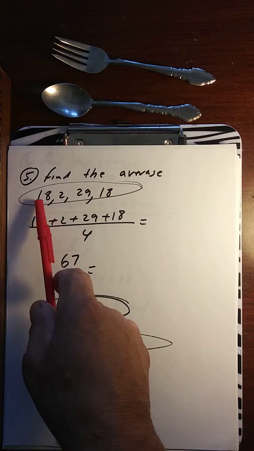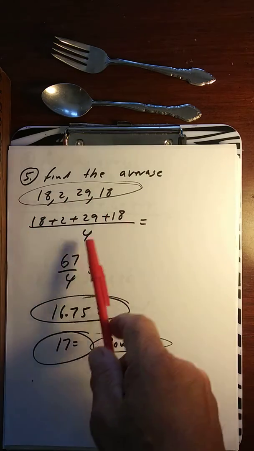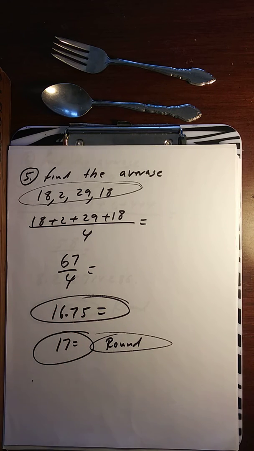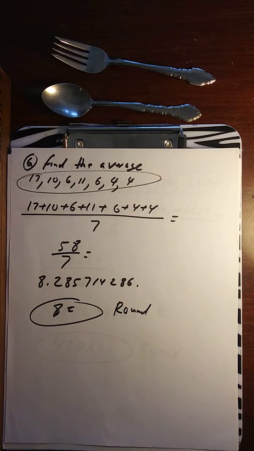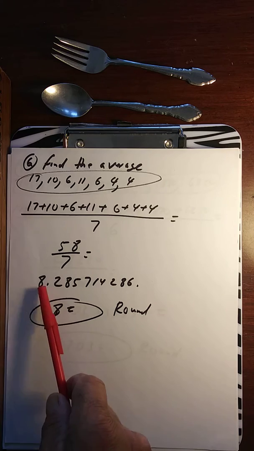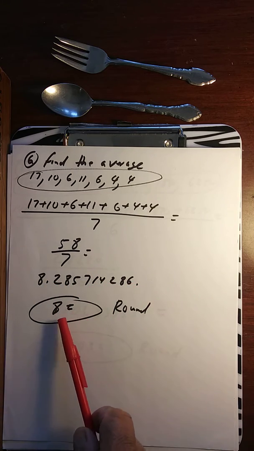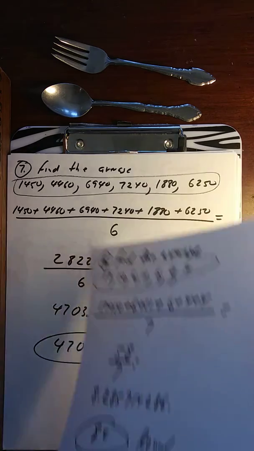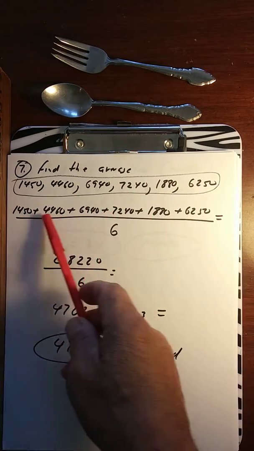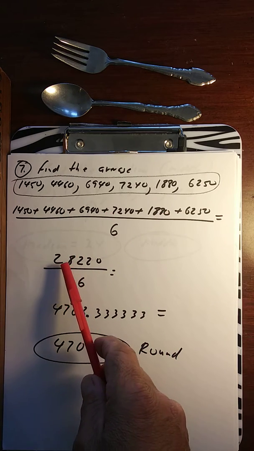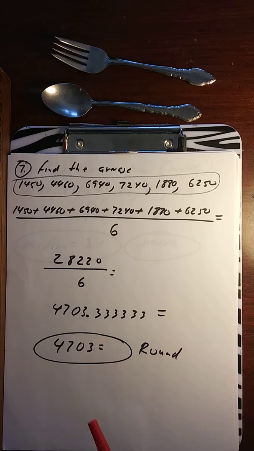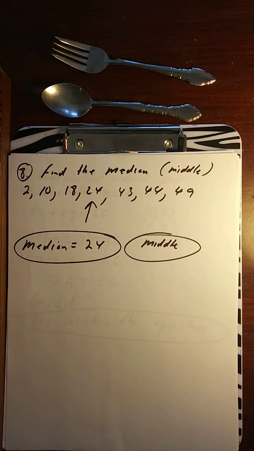Find the average of these four numbers, add them all up, 67 divided by 4, and it's going to be 16.75, you can round it to 17. Find the average of all these numbers, add them all up, and divide by 7. 7 divided gives you this number, and you can round it off to 8. Find the average of all these numbers, add them all up, you get 28,220 divided by 6 is going to give you 4703.333. We round it off to 4703.